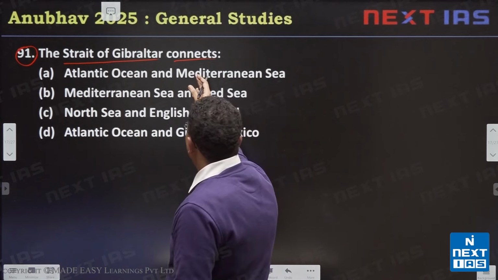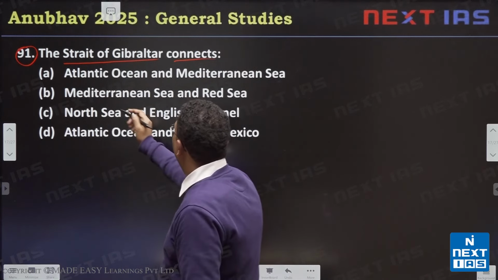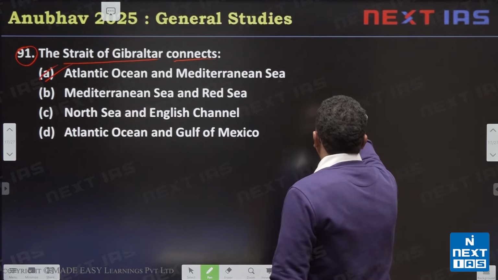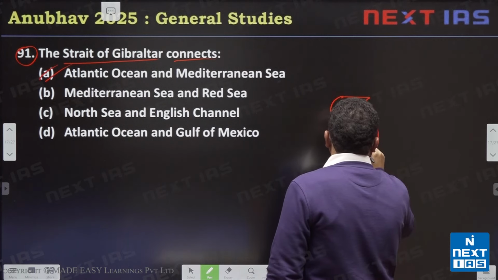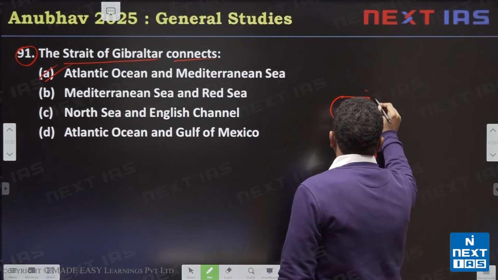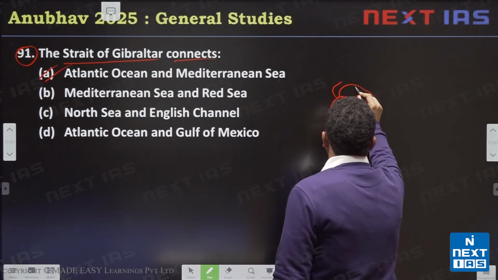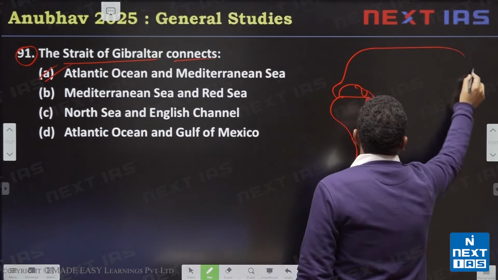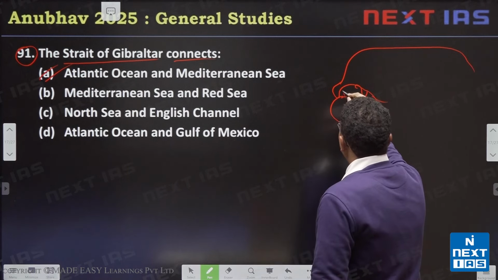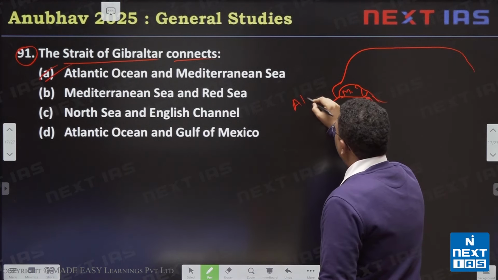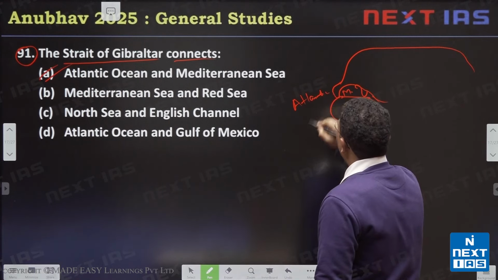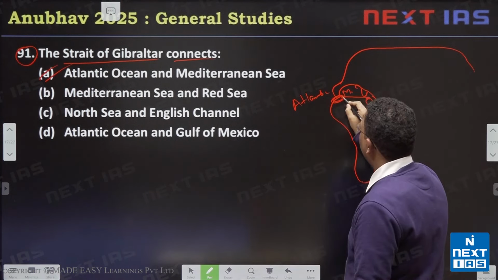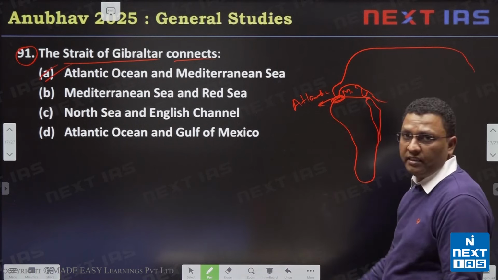So the correct answer here is that the Gibraltar Strait connects the Atlantic Ocean and the Mediterranean Sea, right? If you see its placement on the world map, let's say this is Africa, and this is Eurasia, right? So this is the Mediterranean Sea and this is the Atlantic Ocean, right? And the Gibraltar Strait sits here, right? This connects the Mediterranean Sea with the Atlantic Ocean, right? So this is the correct answer.